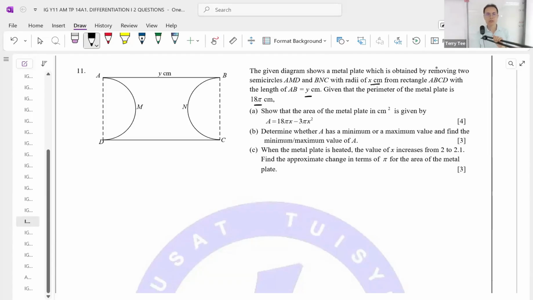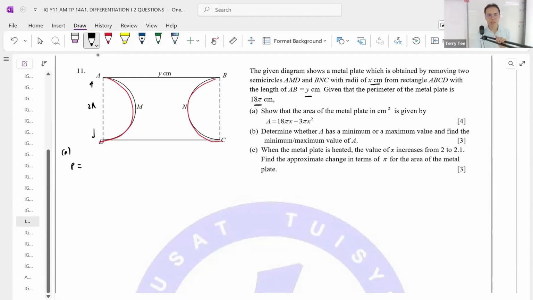Okay, so first of all, I hope you know circumference is 2 pi r. This is half of a circumference, and this is half of a circumference. If you combine together, it's still 2 pi r, right? The radius is x, so your diameter is 2x. First I form an equation involving perimeter, or you can start with area first, up to you. I do perimeter first.